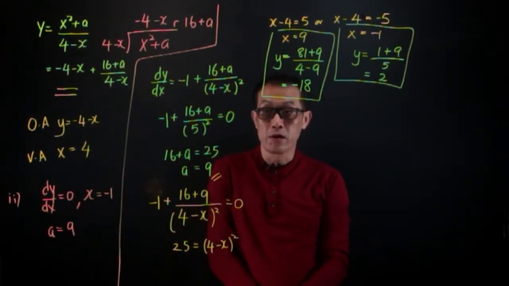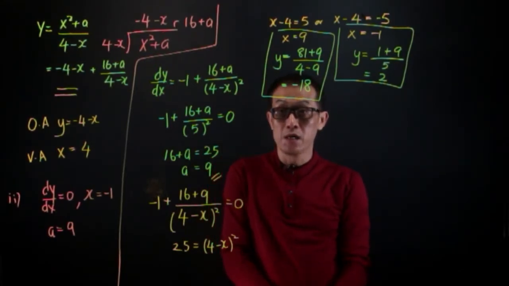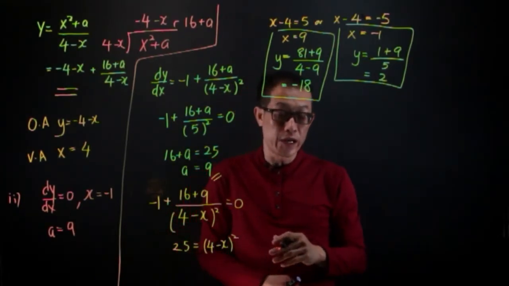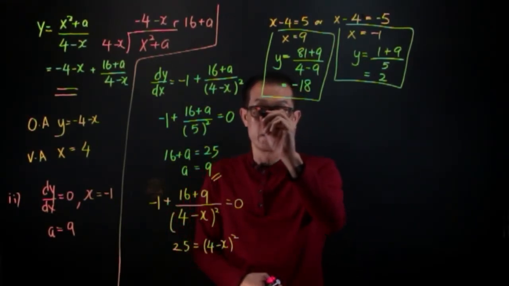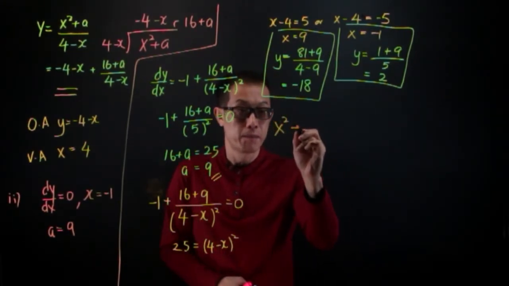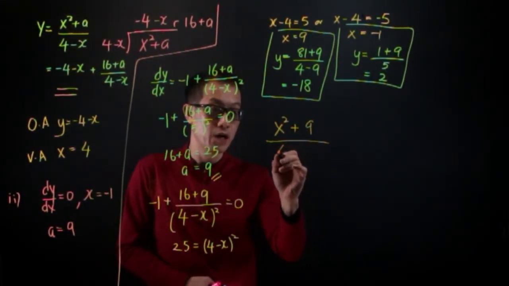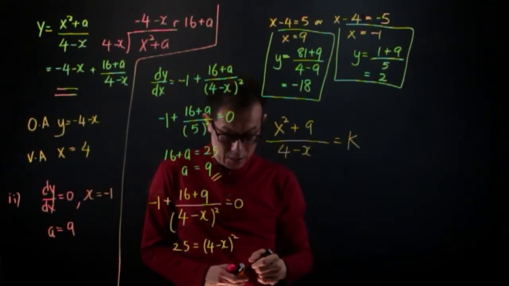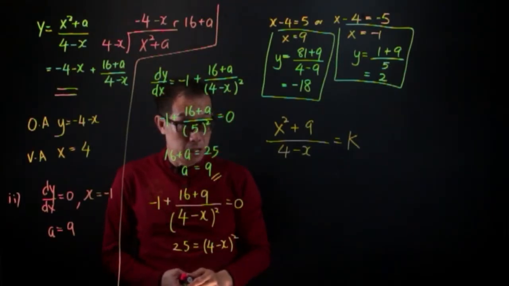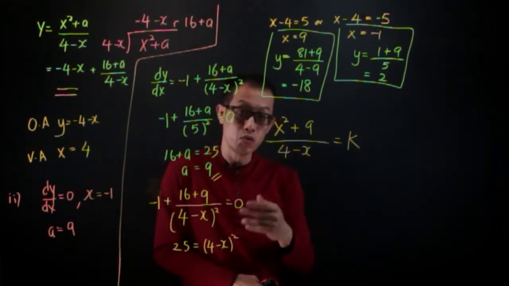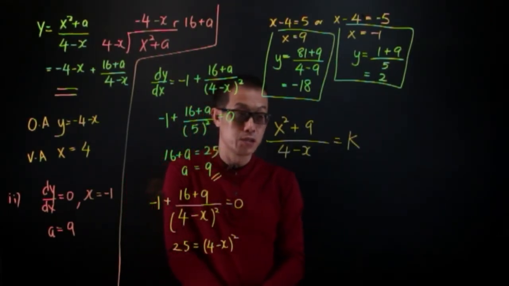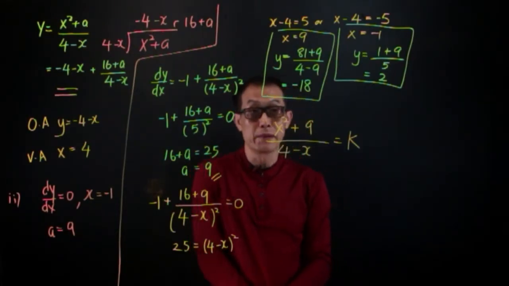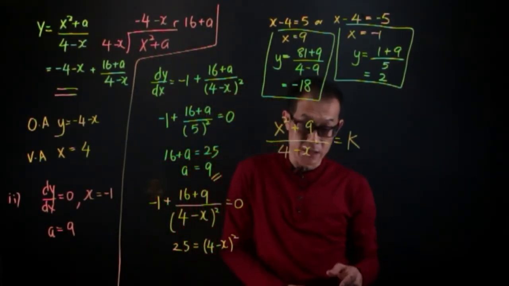Now for the last part of the question, you are asked to find the range of values of k so that x squared plus 9 over 4 minus x equals k has no solution. Now, there are two ways to do this part of the question. One is the discriminant method, and the other one is the graphical method. I shall do the discriminant method first.